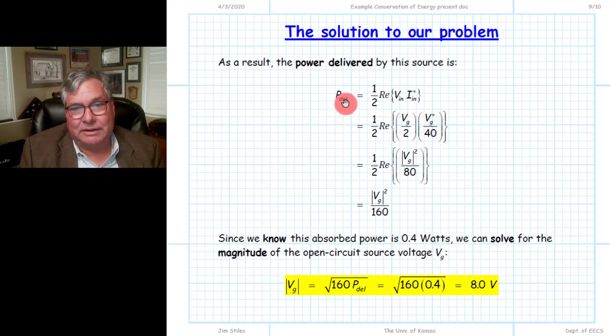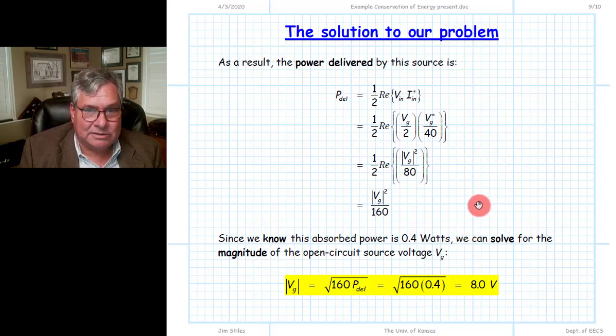Now we know what the power delivered is. We calculated that earlier. It's the difference between the incident power and the reflected power, and we determined that to be 0.4 watts. And so this expression is equal to 0.4, and we can use that to solve explicitly for the magnitude of Vg. If we do, this is the result we get. The magnitude of Vg is the square root of 160 times the power delivered, which is 0.4, and therefore the magnitude of Vg is equal to 8 volts.